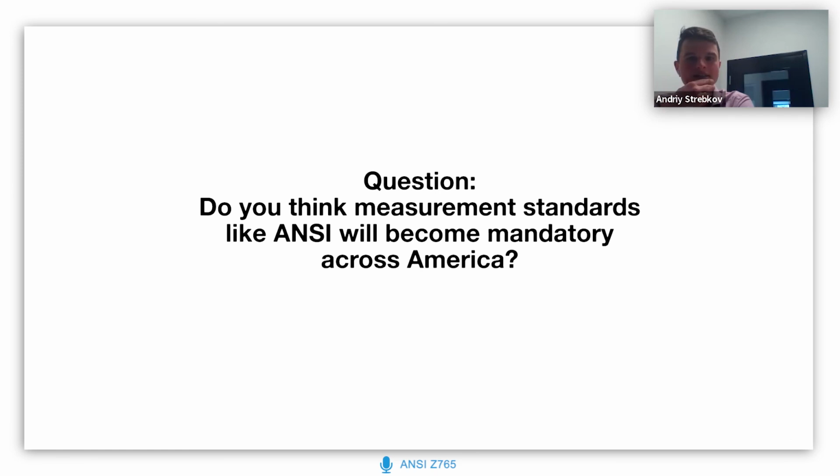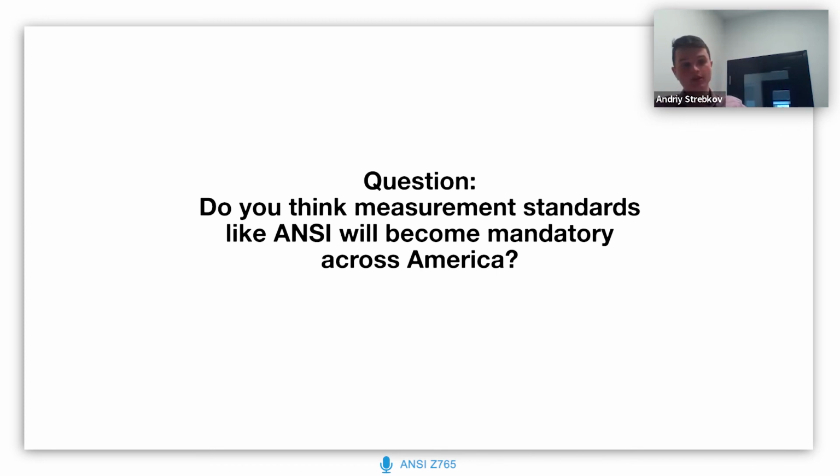Now we have another question. Do you think measurement standards like ANSI will be mandatory across America? We definitely see the trend towards it, across the United States and Canada. We see that in some jurisdictions conversations are happening. At this point, every real estate board makes this decision for themselves. For example, like I mentioned, the North Carolina Real Estate Board made the decision quite a few years ago, and now they have certain requirements in terms of ANSI Z765.